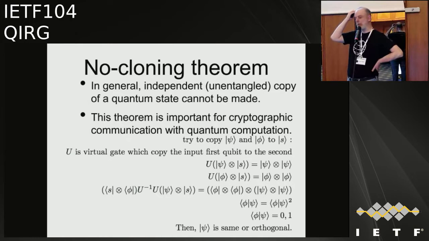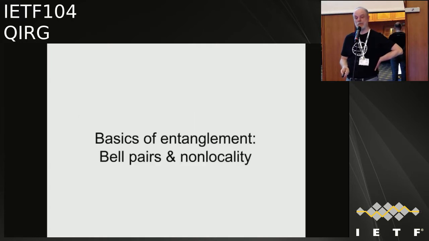There's a thing called the no cloning theorem. I'm not going to go through this, but basically it means you can't make unentangled copies of things, which limits our ability to do error correction and store and retransmit on failure and things like that.